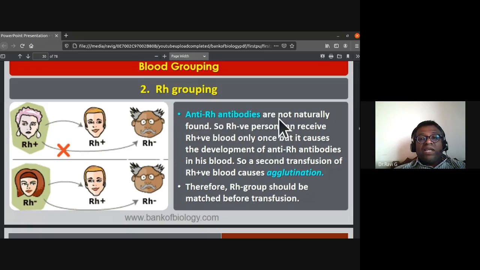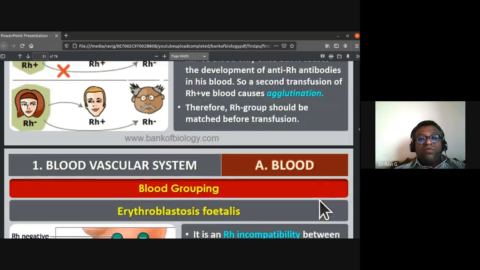So Rh antibodies are not naturally found. An Rh negative person can receive Rh positive blood only once, but it causes the development of anti-Rh antibodies in his blood. So the second transfusion of Rh positive blood causes agglutination. So it's better to avoid Rh positive blood being transfused to Rh negative blood group. Therefore, Rh group should be matched before transfusion.